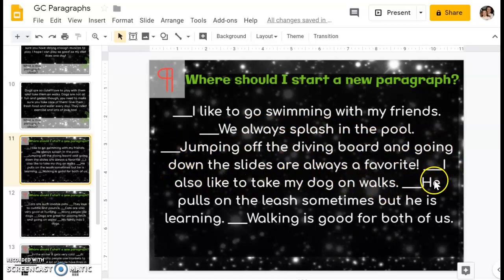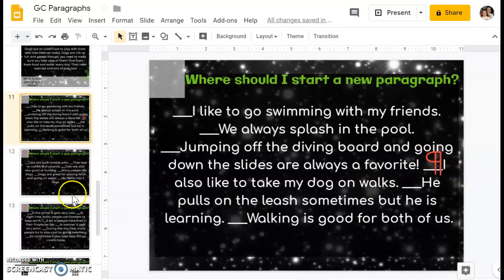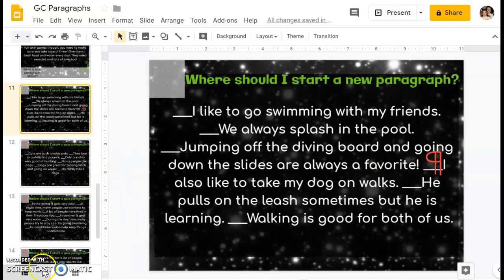So I'm going to go to the beginning of this sentence right here, and I'm going to pull my paragraph symbol right in front of that sentence. So that shows your teacher that this is where the new paragraph needs to be starting. Okay, so there's a couple more for you to practice. When you're all done with that, please turn it in.